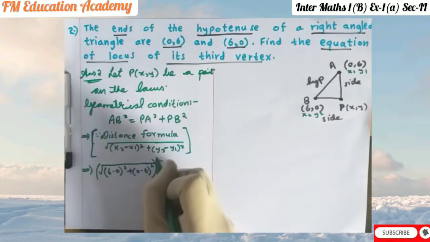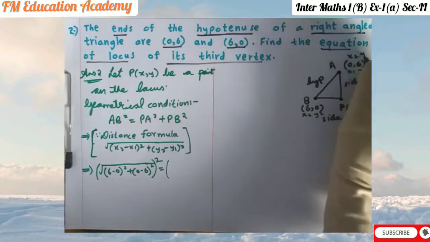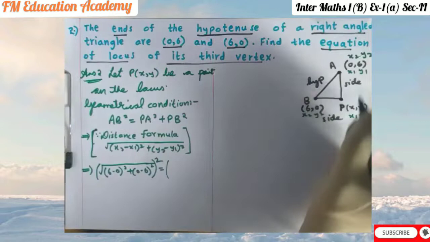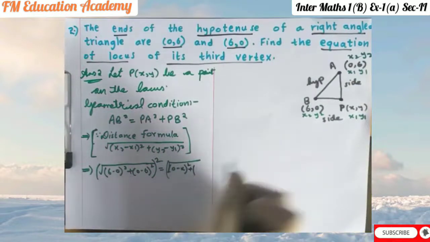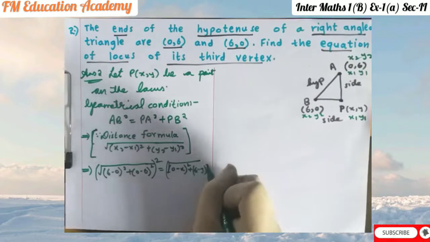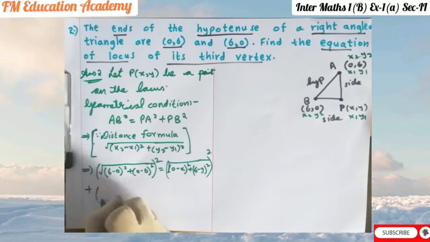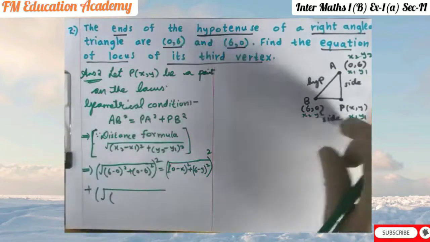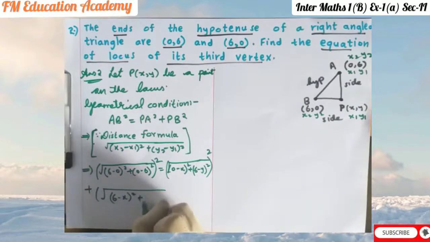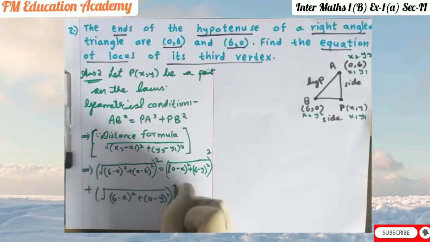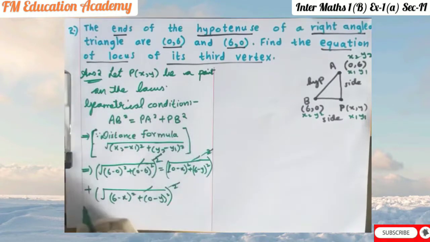Similarly, find out PA square. PA means, let us suppose P is (x1, y1) and A is (x2, y2) for PA. So (0 minus x) whole square plus (6 minus y) whole square, because it is PA square, plus again PB: (6 minus x) whole square plus (0 minus y) whole square. Now root and square will get cancelled.